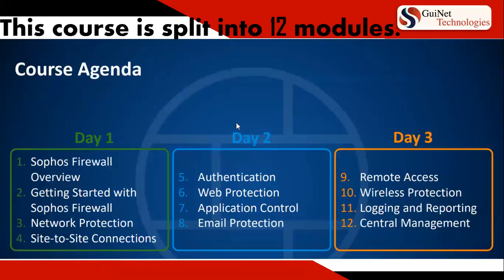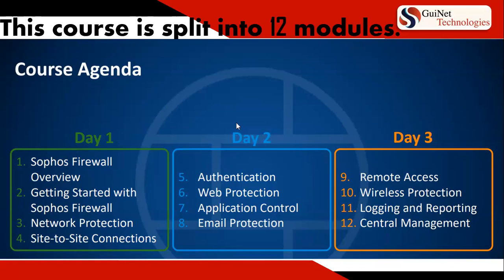So last time, as you have seen in our previous videos, we have covered the modules that we'll be covering in this batch. So we have around 12 modules. We will be starting with Sophos XG overview. The second module will be getting started with Sophos XG Firewall. Third module would be network protection. Fourth would be site-to-site connection. Fifth would be authentication. Sixth and seventh would be controlling your network traffic for web and application control. Eighth would be email protection. Ninth would be remote access for granting access to the users from outside.